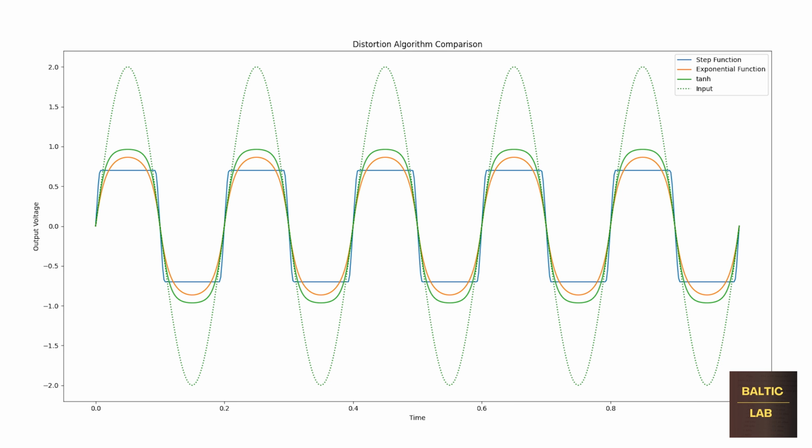To get an idea what the resulting output waveforms of all algorithms shown might look like, a 2-volt peak sine wave was applied to all three equations and the result plotted here. The hardest clipping level, and therefore the highest amount of distortion, is caused by the step function shown at the beginning of the video. The natural exponential step function is a lot more soft, and the hyperbolic tangent function seems to be the one causing the least amount of distortion.